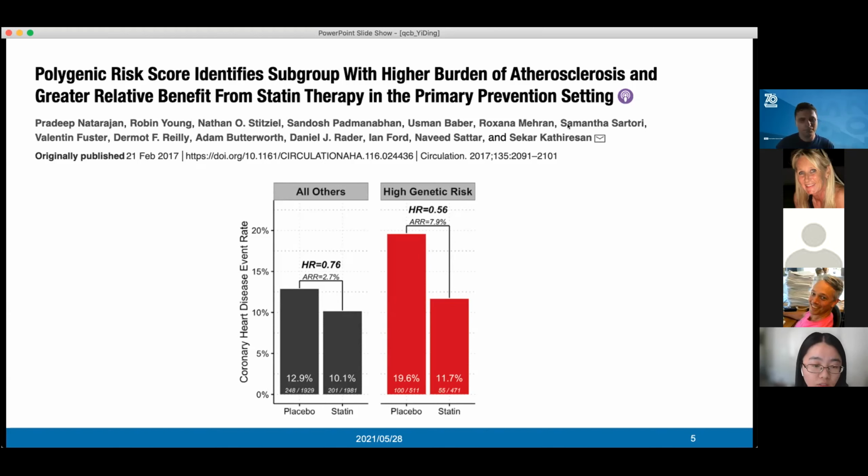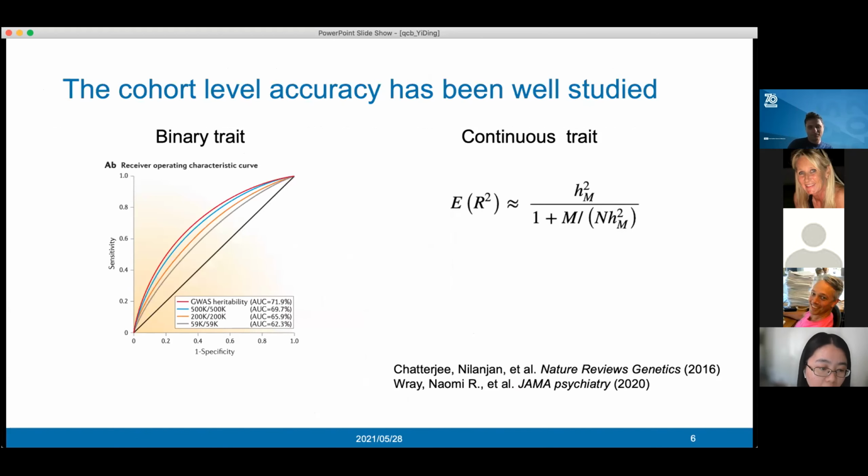Therefore, a PRS with very high accuracy and low noise is essential to serve this purpose. And the PRS accuracy has been well studied on the cohort level. For example, for the binary trait, people will usually compute an AUC value from this ROC curve, which can show how well a PRS can distinguish the cases from controls.